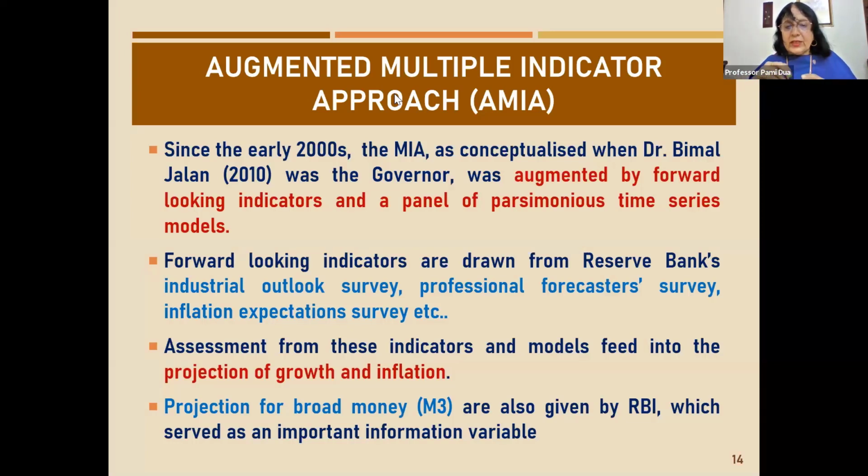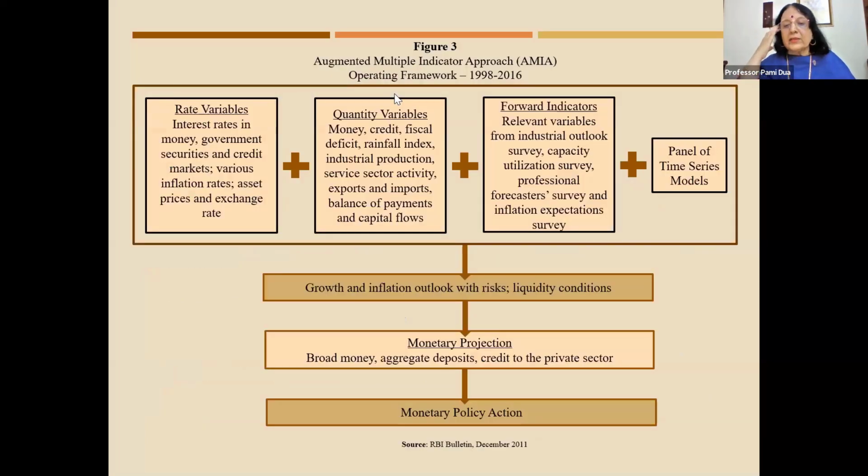And the projections for broad money, which was M3, was given by the central bank. So we had the projections for growth and inflation, and then on that we superimpose the projection for money growth, and then on the basis of that we determine what is the monetary policy action. So this framework continued till 2016.